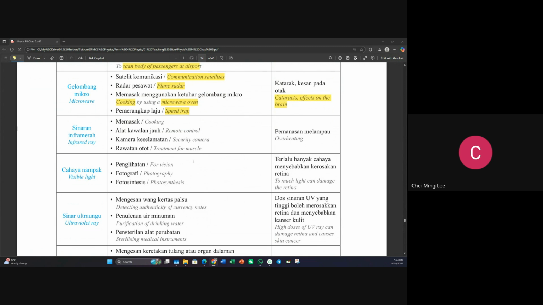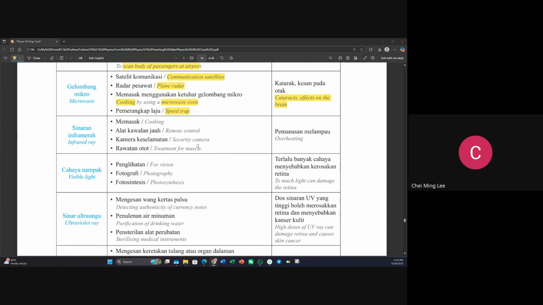So infrared is short, but it contains a lot more energy. So they use it in cooking, and also for the old-type controllers. The new type uses Bluetooth controllers. The old type, like your aircon remote, all these are using infrared as well. For the security camera, they use it for night vision, and also for muscle treatment.